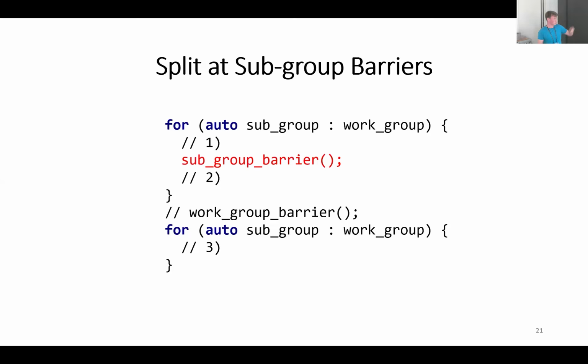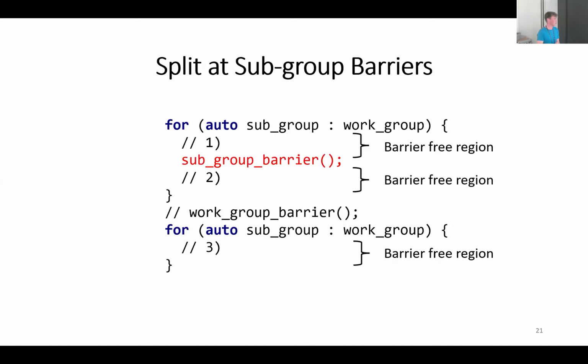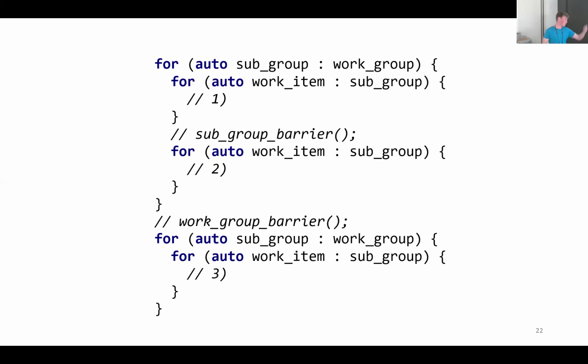And now on these 2 workgroup barrier free regions, we apply CBS again. So we have now these barrier free regions, and now we just put work item loops around them. And now the innermost work item loop iterates over the work items inside the subgroup.